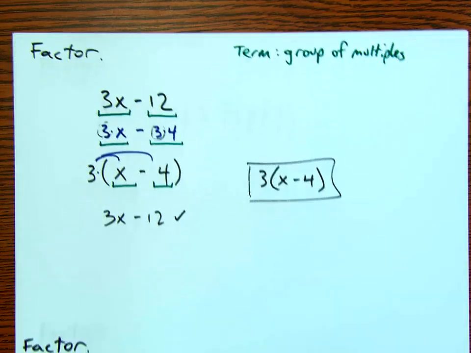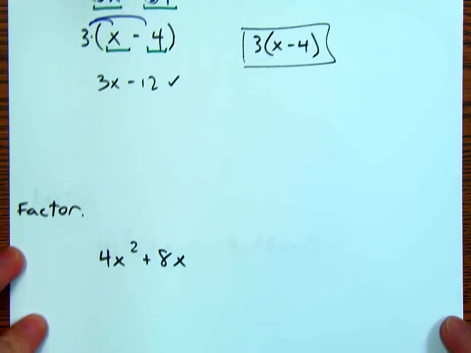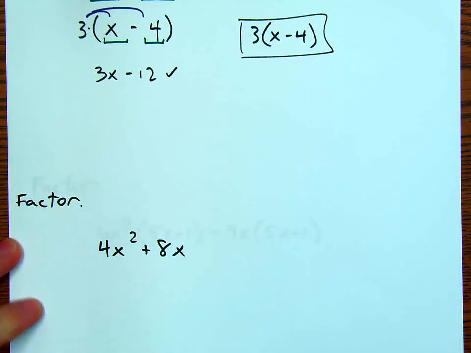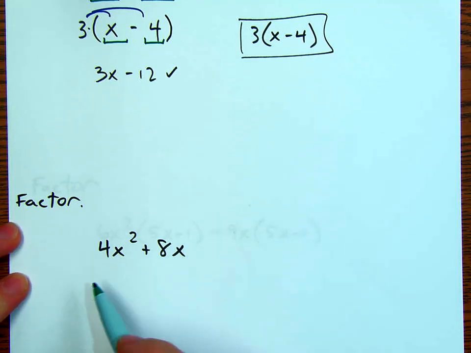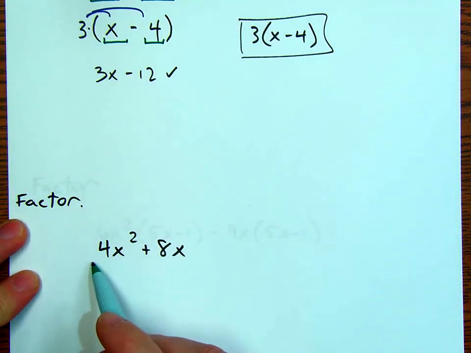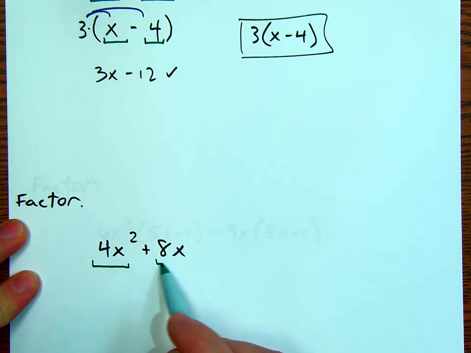Okay, let's try another one. So same idea, we want to factor it. We're just going to recognize how many terms we have, right, before we move on. So I know that there's 2 terms.